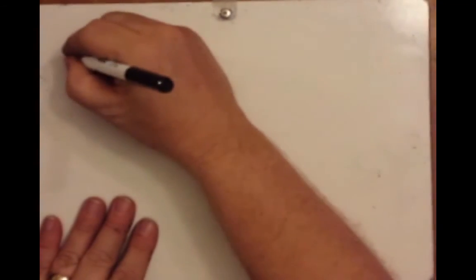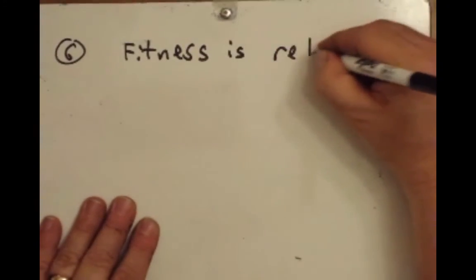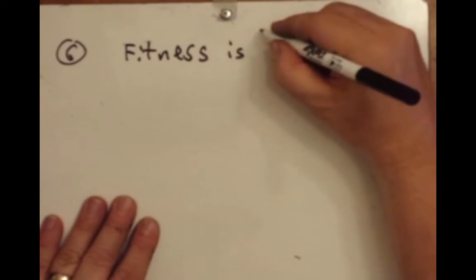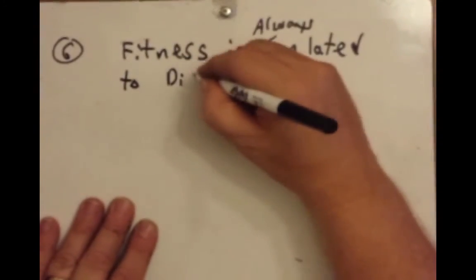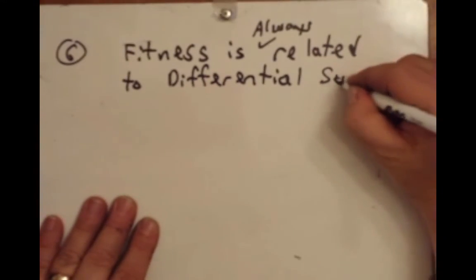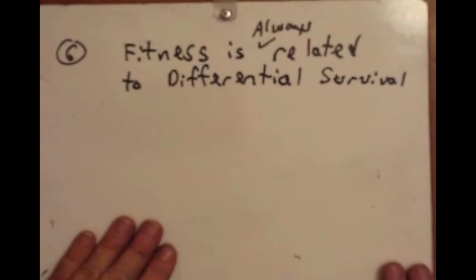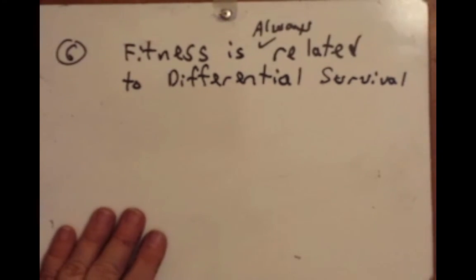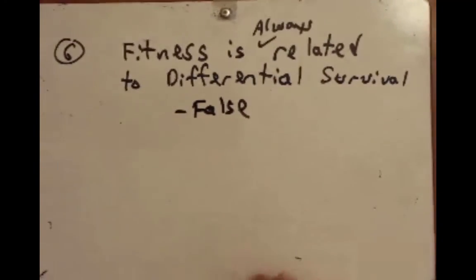All right, the very last one is very much related to the last one: that fitness is always related to differential survival, meaning if you're able to live longer, you're able to produce more progeny, and you would be more fit. Well, this is also false, because it's not necessarily true.